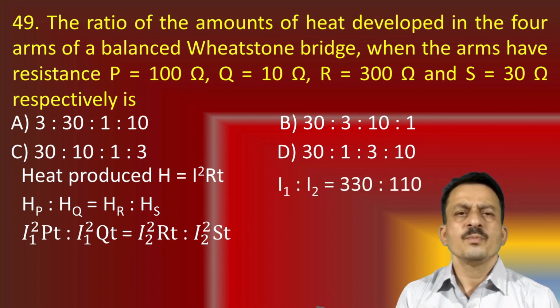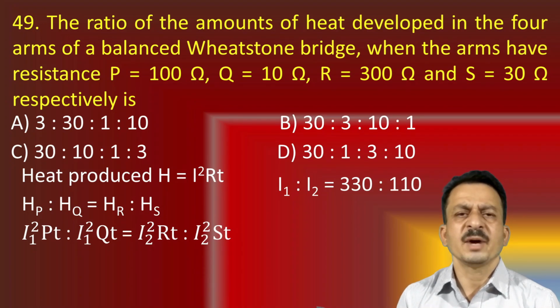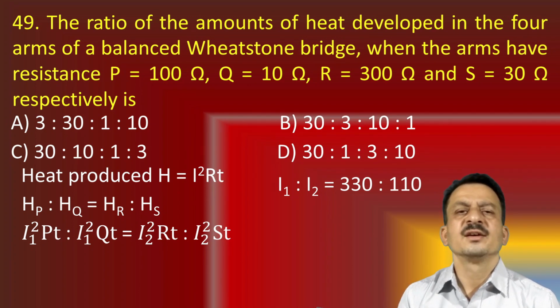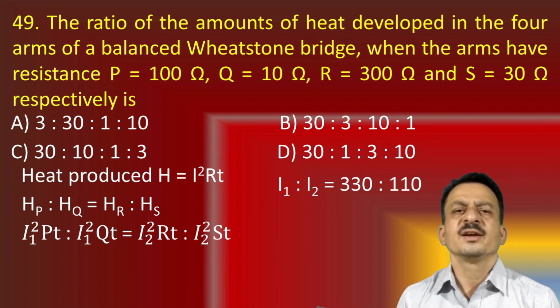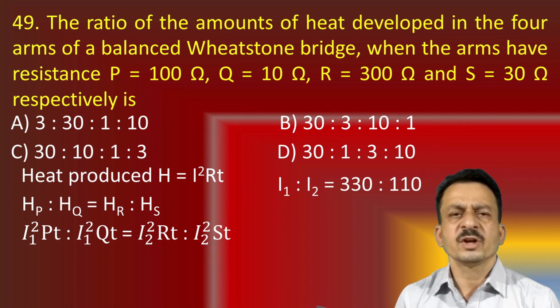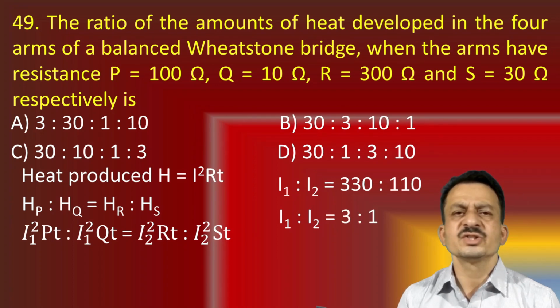Now, I1 is to I2, the current flowing through P and Q and R and S is decided by the inverse ratio of their resistances. Now, P is 100 and Q is 10, that is total is 110. R is 300, S is 30, therefore total is 330. The ratio of resistances in PQ arm is 110 is to RS arm is 330. Therefore, current has to be divided in the inverse ratio, that is 330 is to 110. From that notation, I1 is to I2 is 3 is to 1.